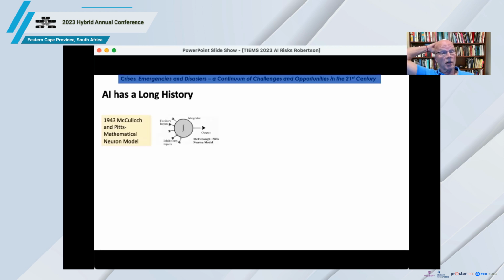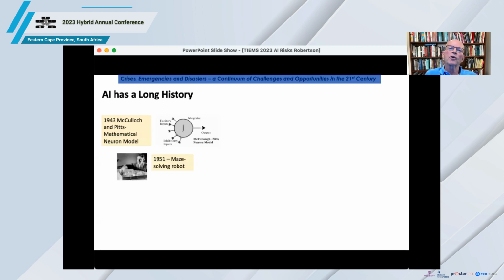AI really started a long time ago. In 1943, McCulloch and Pitts developed a simple mathematical model where they were attempting to explain how the human brain and nervous system works. They looked at it as very simple units being interconnected in large numbers, and they showed that in spite of these simple units, they were able to do some complicated calculations.